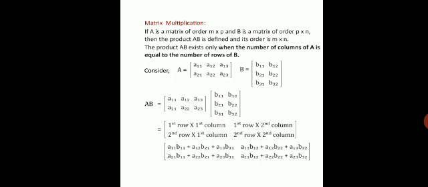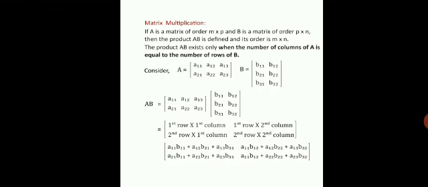Now the next important concept, that is matrix multiplication. If A is a matrix of order m into p and B is a matrix of order p into n, then the product AB is defined and its order is m into n. The product AB exists only when the number of columns of A is equal to the number of rows of B. I am repeating, students, that the product AB exists only when the number of columns of A is equal to the number of rows of B.